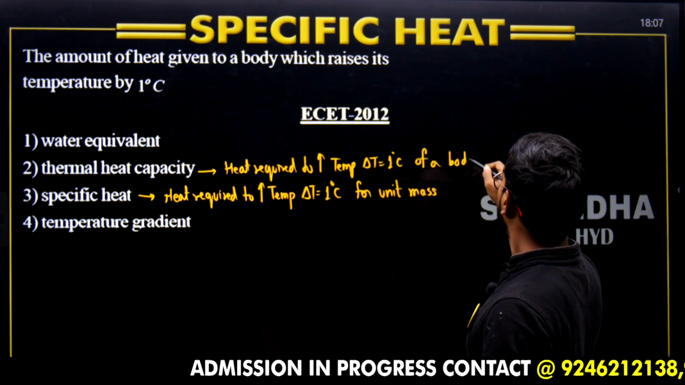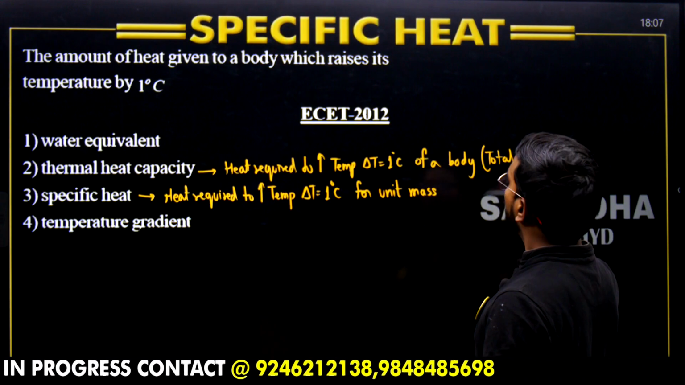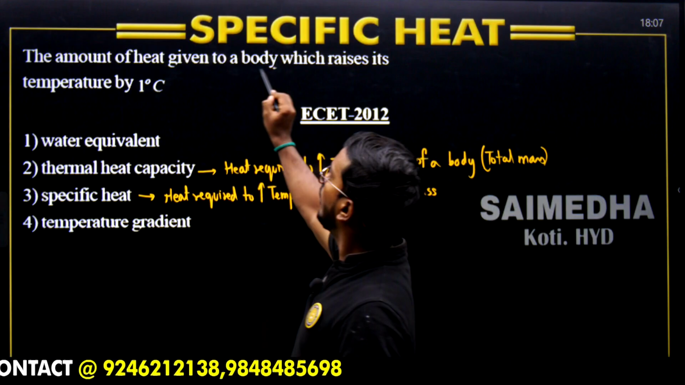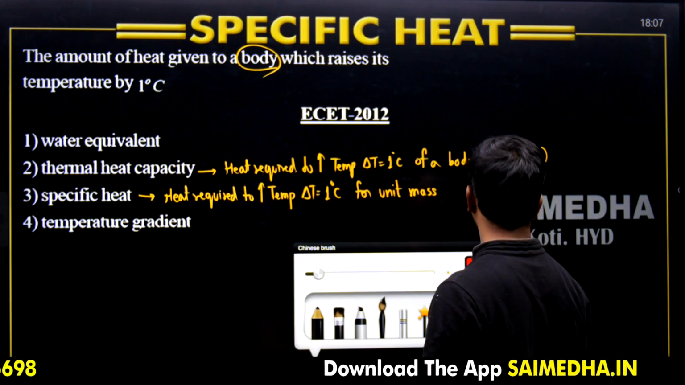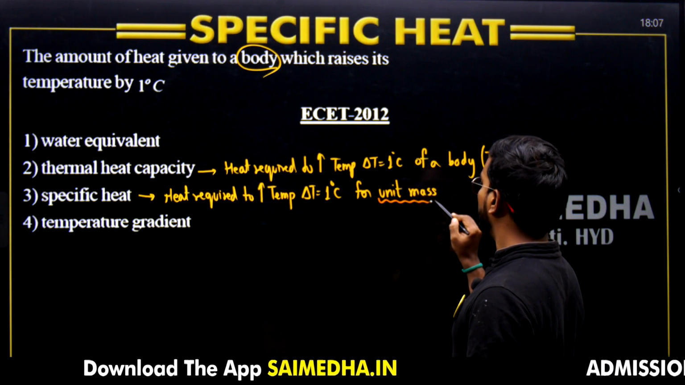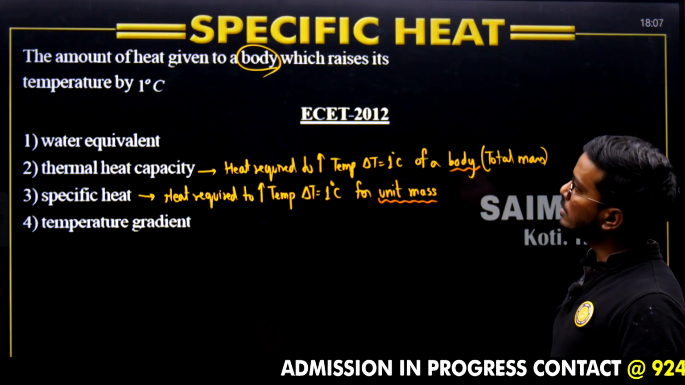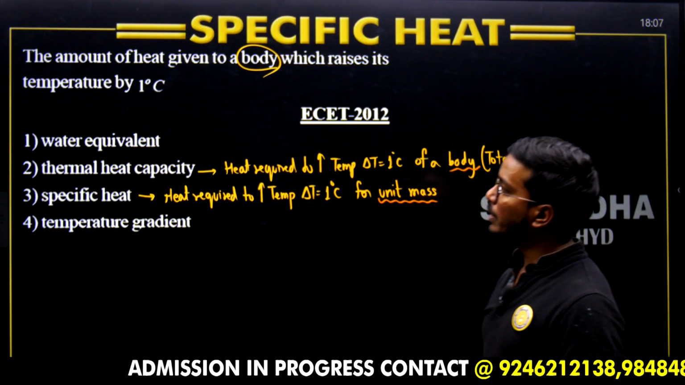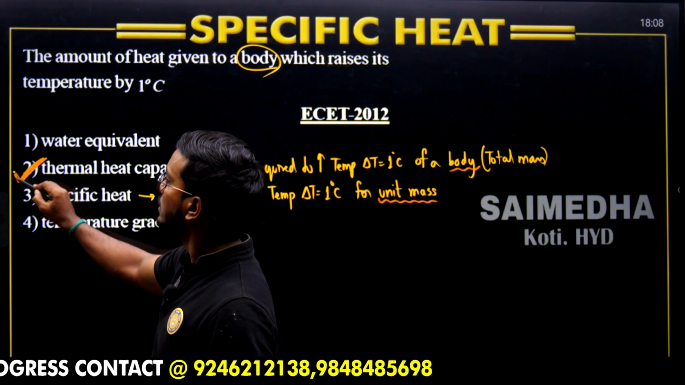Of a body means what? Here we are talking about what? Total mass. So the question is talking about a body, not unit mass. If unit mass is given, then the answer is specific heat. If a body is given, then the answer is what? Thermal capacity. So what is the correct answer for this question? Thermal capacity is the correct answer.